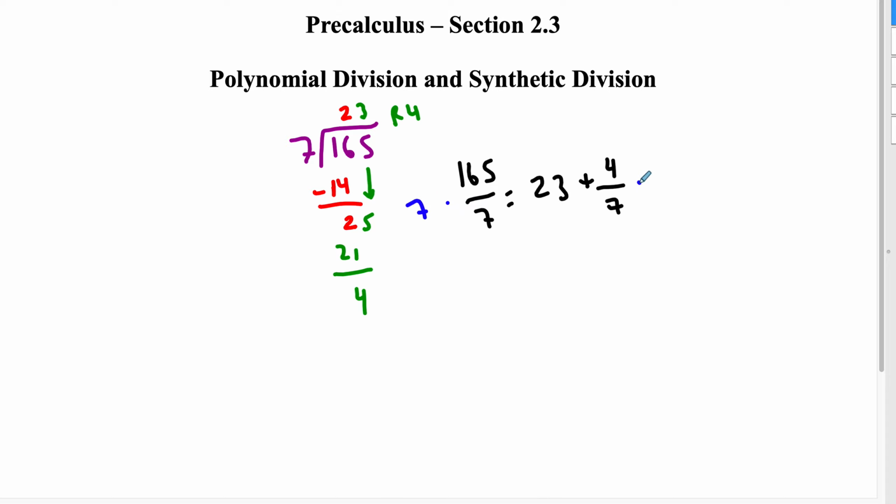So I multiply both sides by 7. Watch what happens. 7 times 23 is 140 plus 21 is 161 plus, well, the 4 and the 7 cancel out. That looks familiar, doesn't it? Hey, it's 165, right? But that's how we have to write remainders.